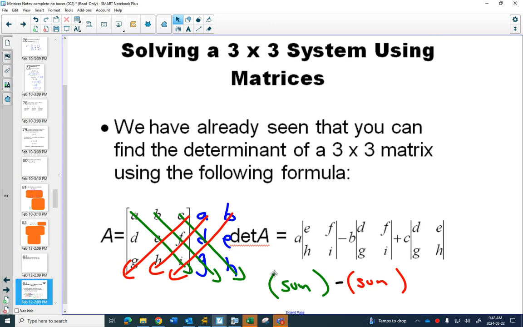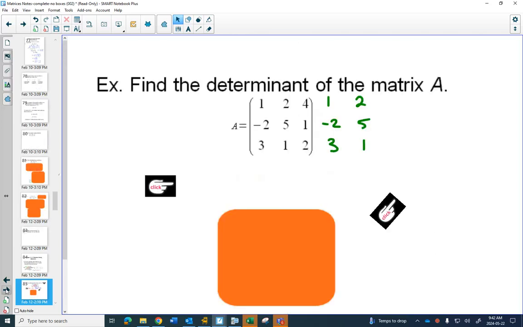If your determinant is not a 0, that means you can find an inverse of a square matrix. So we can now solve systems of equations with 3 by 3s. We can now find inverses of 3 by 3s, but to start off, see if you can find the determinant of this one. Rewrite those first two columns and add things up.